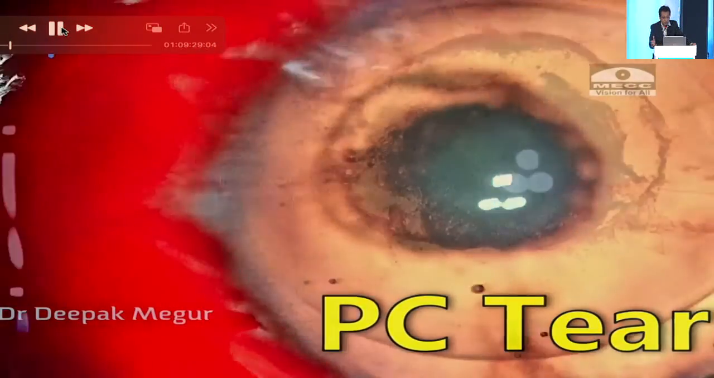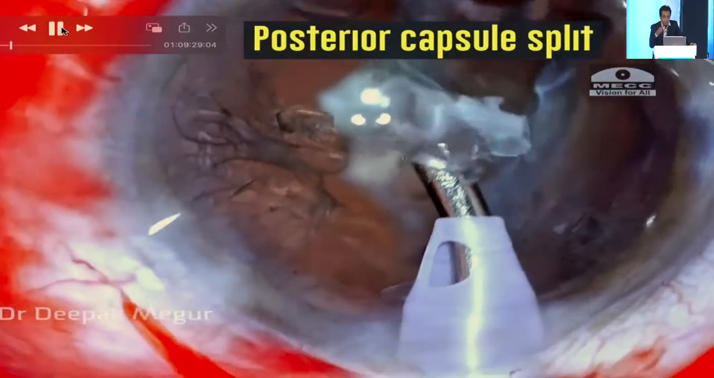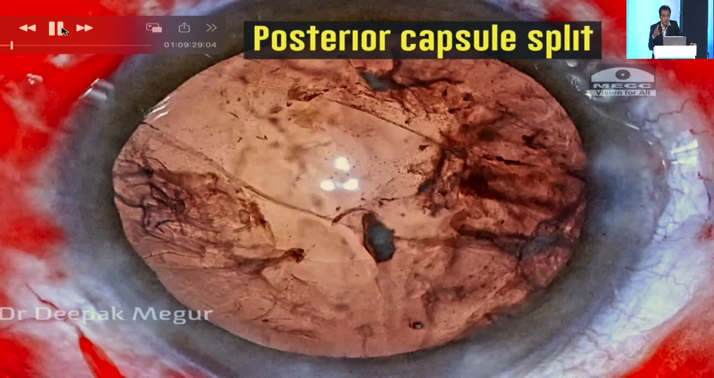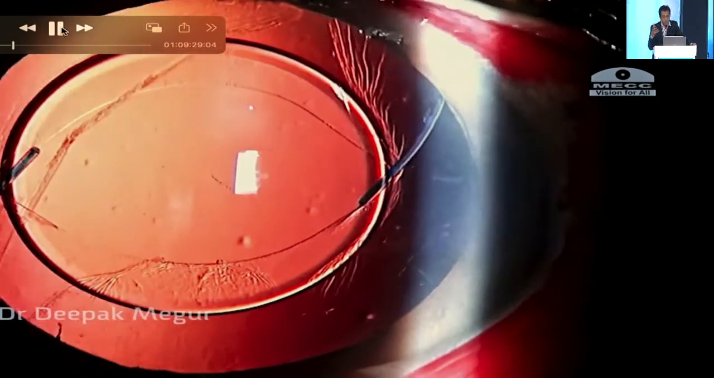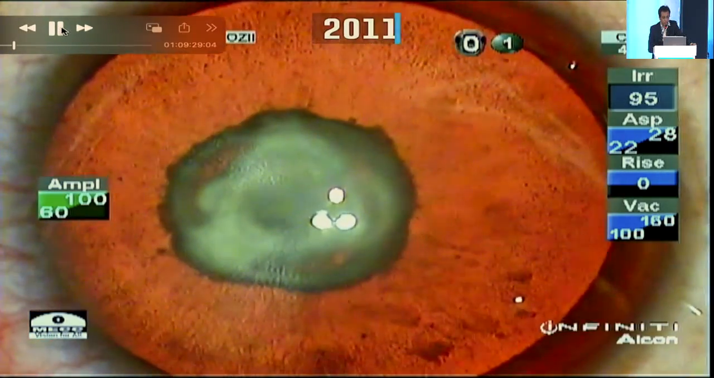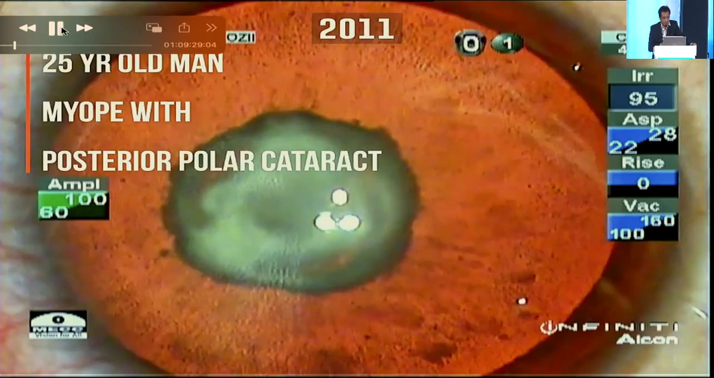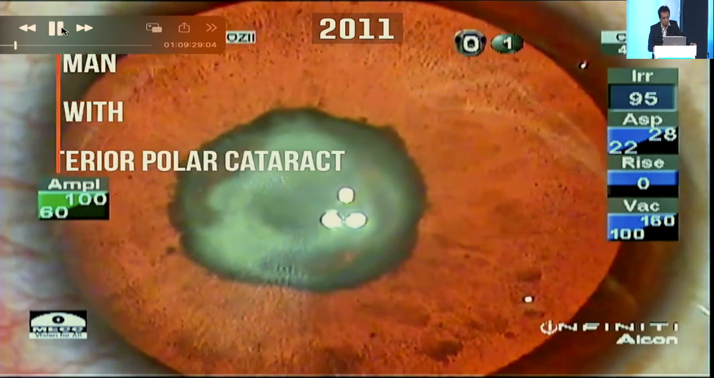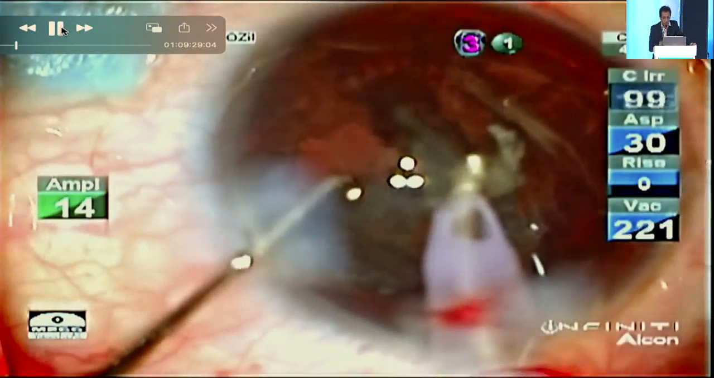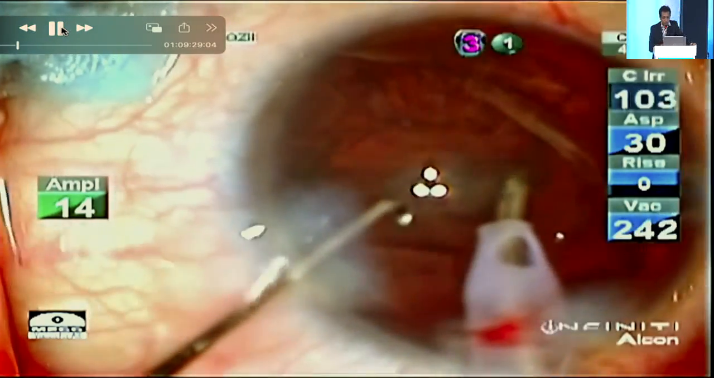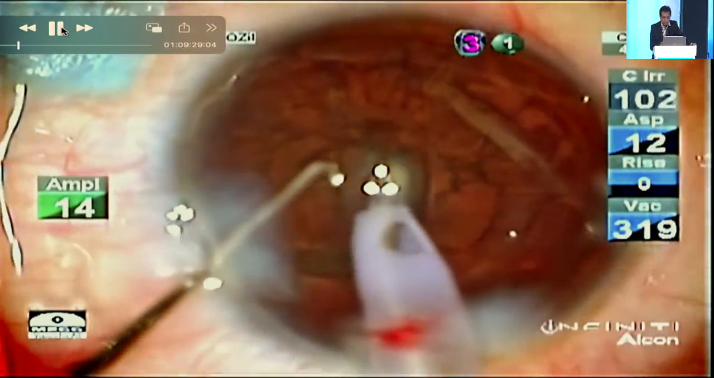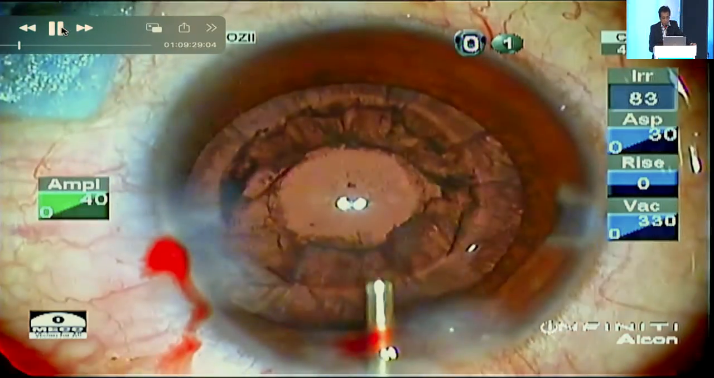Don't use high infusion pressure in patients with PPC, especially the young ones, because you're going to induce a spontaneous rupture of the posterior capsule. This is a case which I had done maybe 12 or 14 years ago, in 2011: a 25-year-old man, myope, and I had been successful in preventing the rupture of the posterior capsule until this stage. And just before cortical aspiration, I filled the chamber so that I wouldn't keep it shallow.